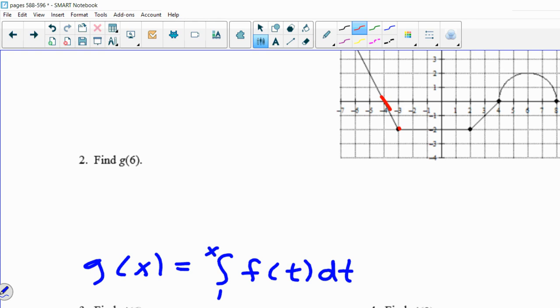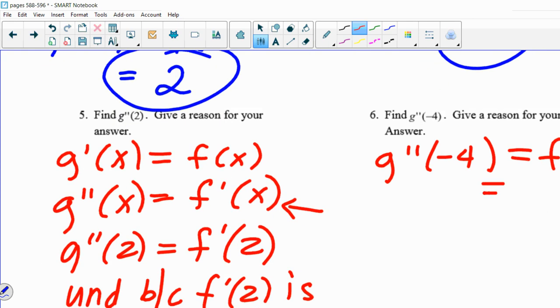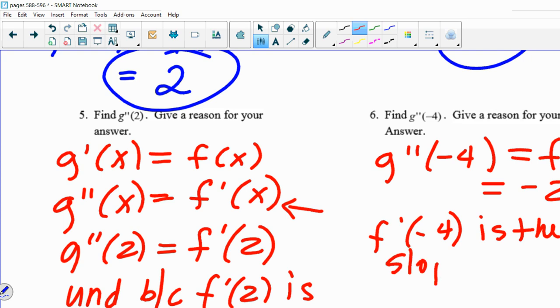Let's see here. 1, 2, 3, 4. Up 4, left 2. Is the slope -2? Yep. Now, let's just give a reason. F prime of -4 is the slope of f at x equal -4.